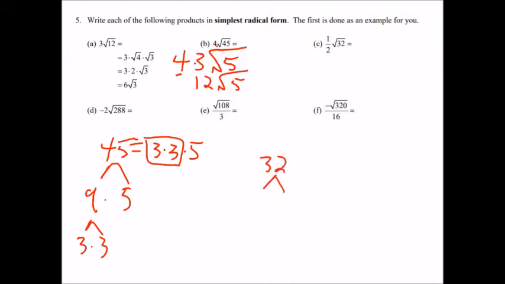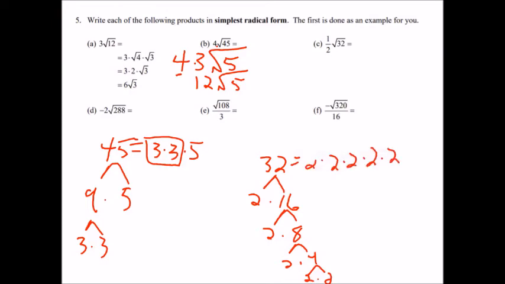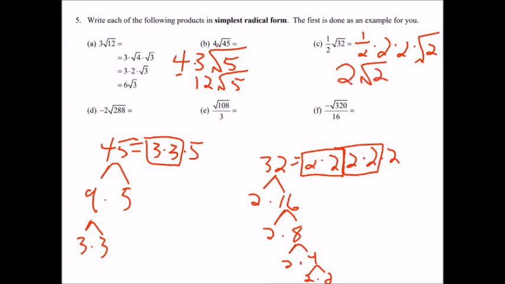32 is 2 times 16, 2 times 8, 2 times 4, 2 times 2. So this is actually 1, 2, 3, 4, 5 2's. So I can bring out, because I have 2 pairs of 2's, I can bring out 2 2's and leave 1 2 underneath the radical. So 1/2 times 2 is 1, times the other 2 is 2. So all of this is 2 radical 2.